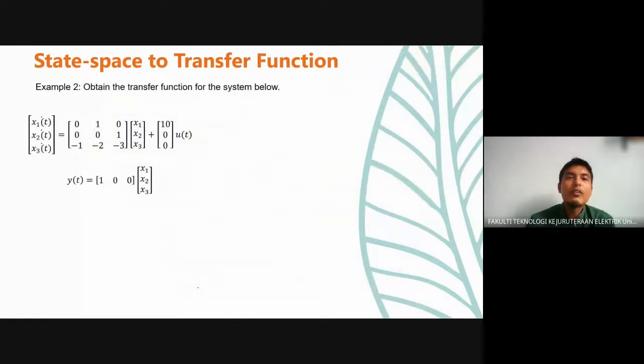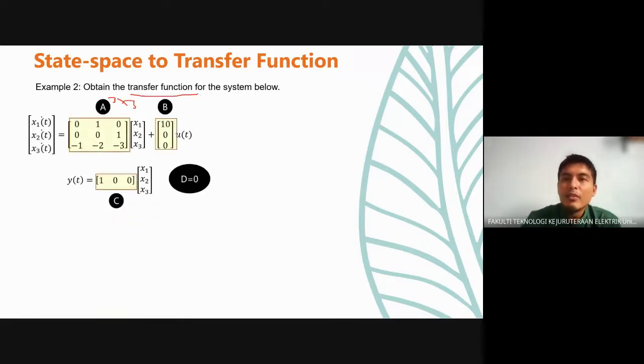Okay, now we go to the second example. This is a 3 by 3 matrix. Because the question asks you to obtain the transfer function, you need to use the formula C(sI minus A) inverse B plus D. If the question asks you to determine the stability of the system, you just calculate the determinant of sI minus A only.